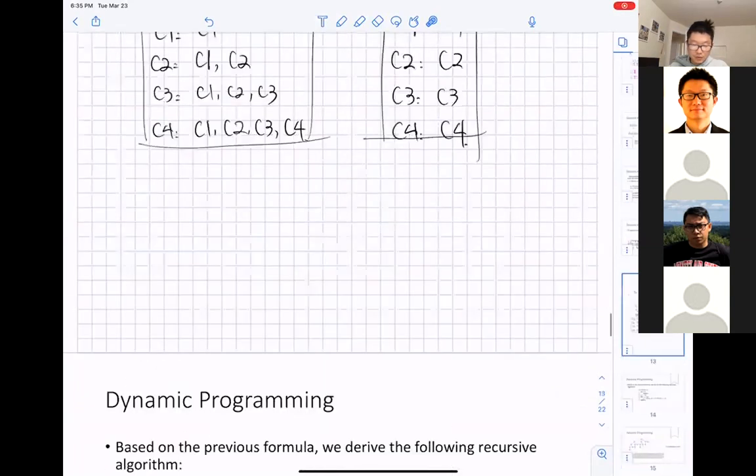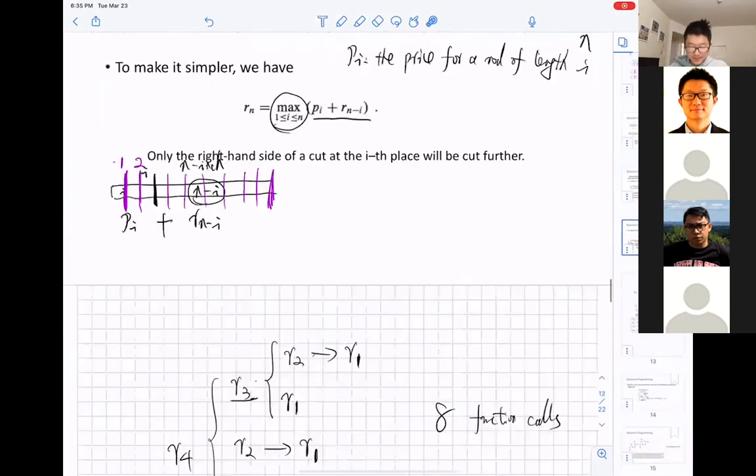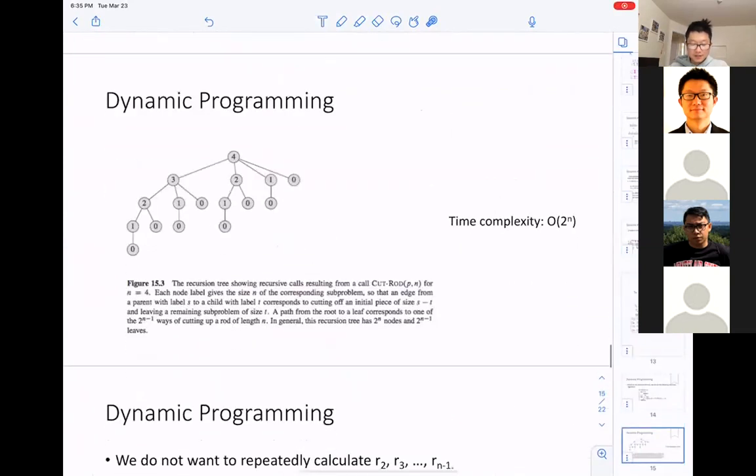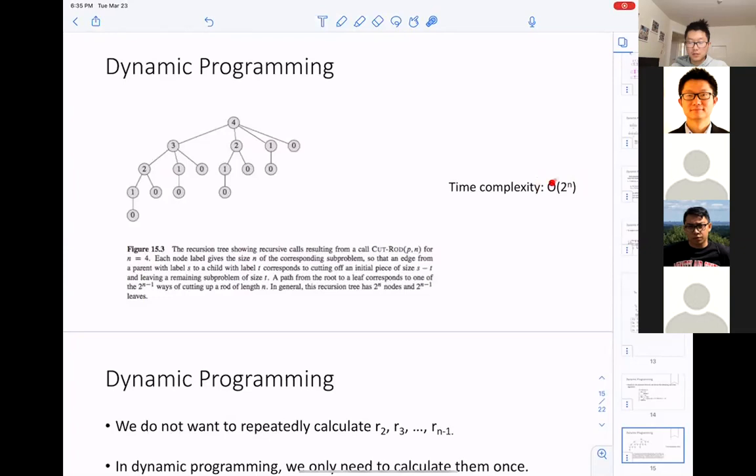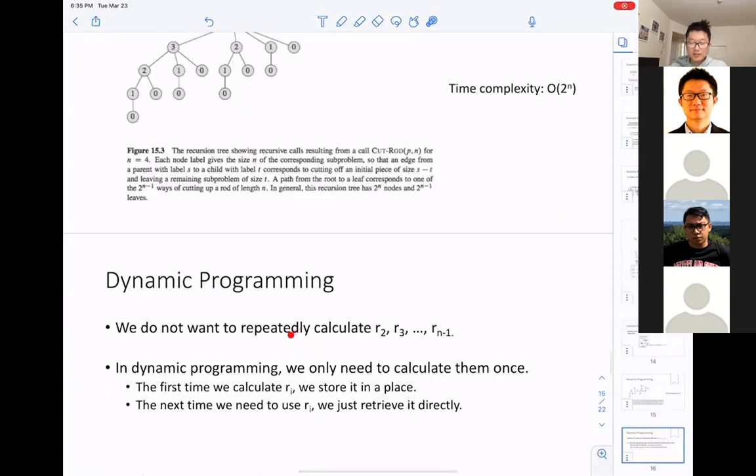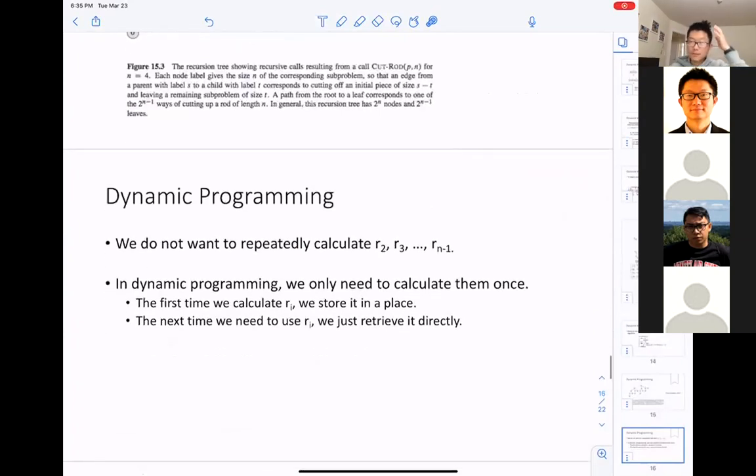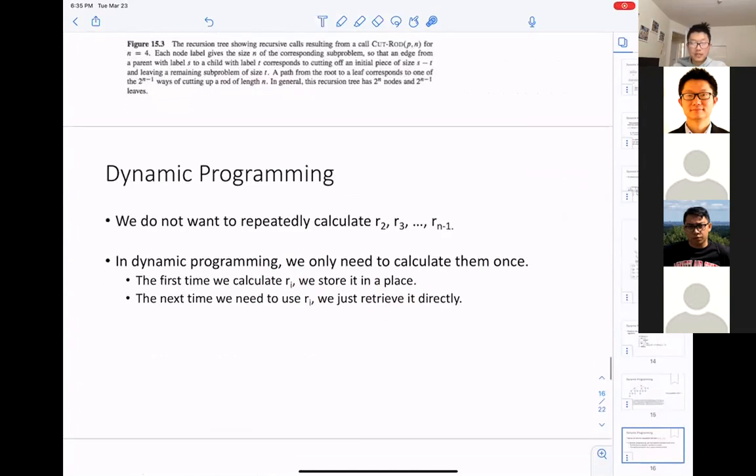This mathematical equation is beautiful, but it still gives us exponential time complexity, 2 to the power of n. This is because we repeatedly calculated the same solution multiple times. So in dynamic programming, the way for us to solve the problem is that the first time we calculate the solution to a problem, we store it, and next time when we need the solution of that, we don't actually do the calculation. We just retrieve the solution directly. So this is the beauty of dynamic programming.